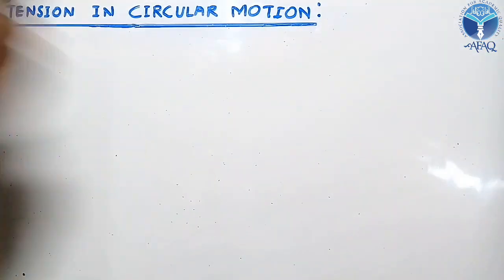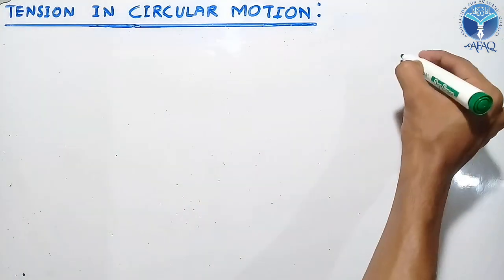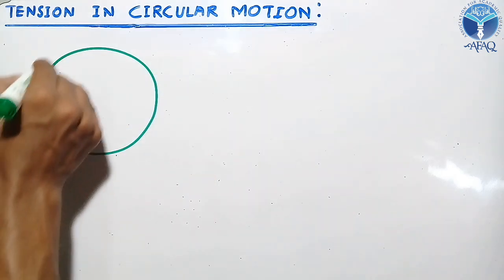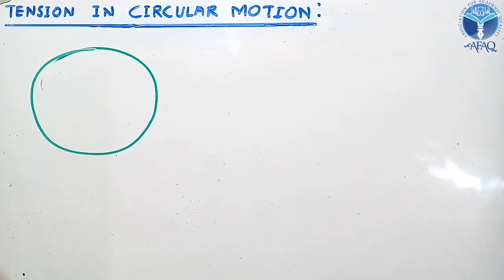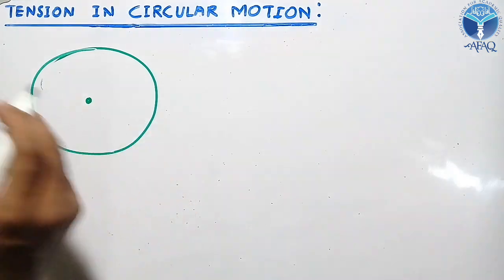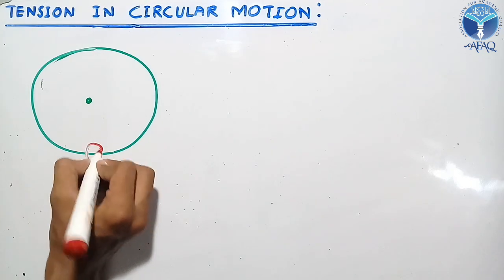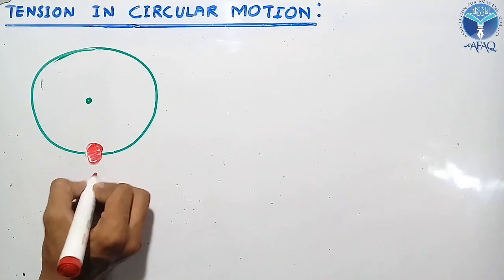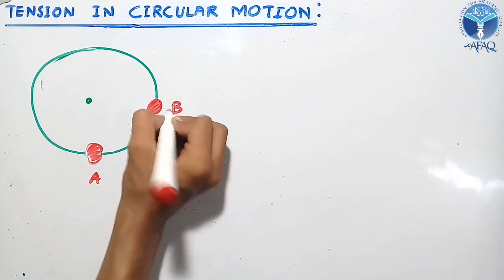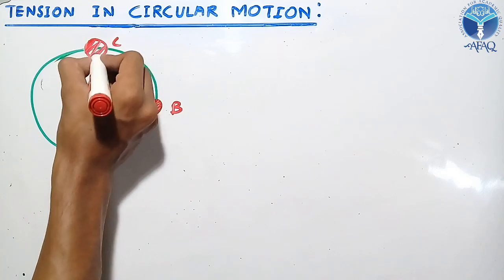In a vertical circle, the velocity as well as the tension will be different. Here we are considering a vertical circle in green. That's the center of the circle, and here we have a body. First of all, the body was here at point A, then the body moved here to point B, and then the body was at point C.